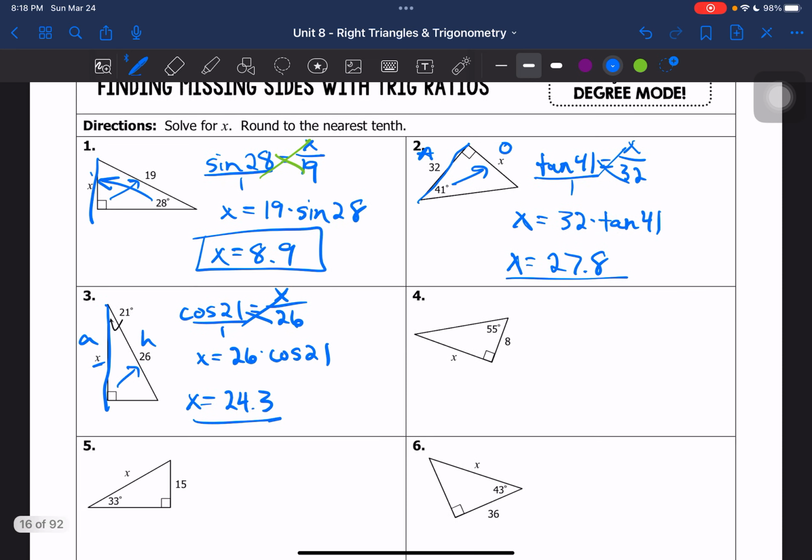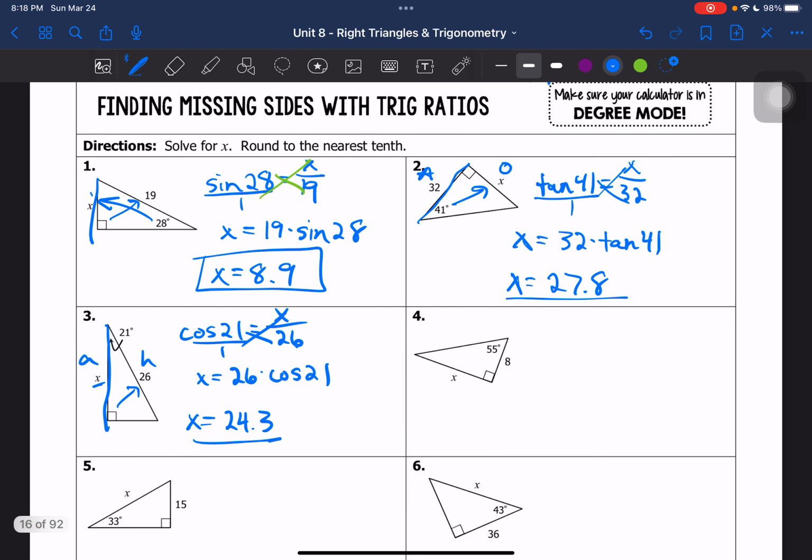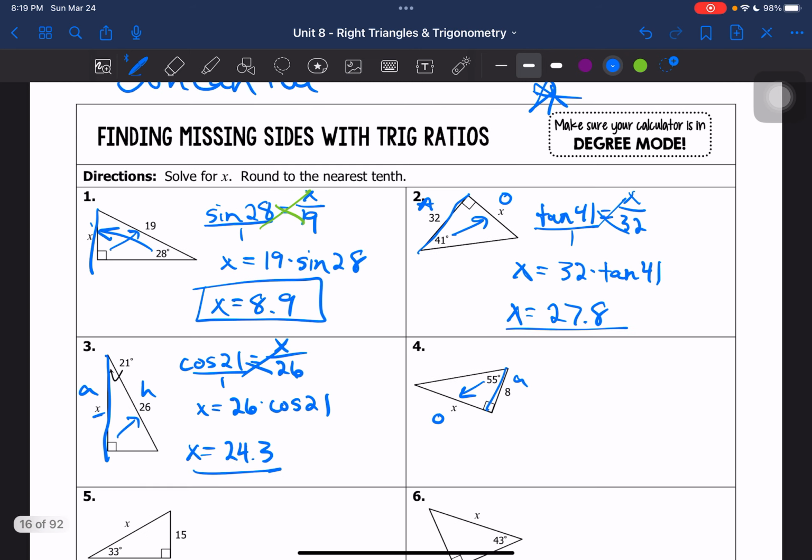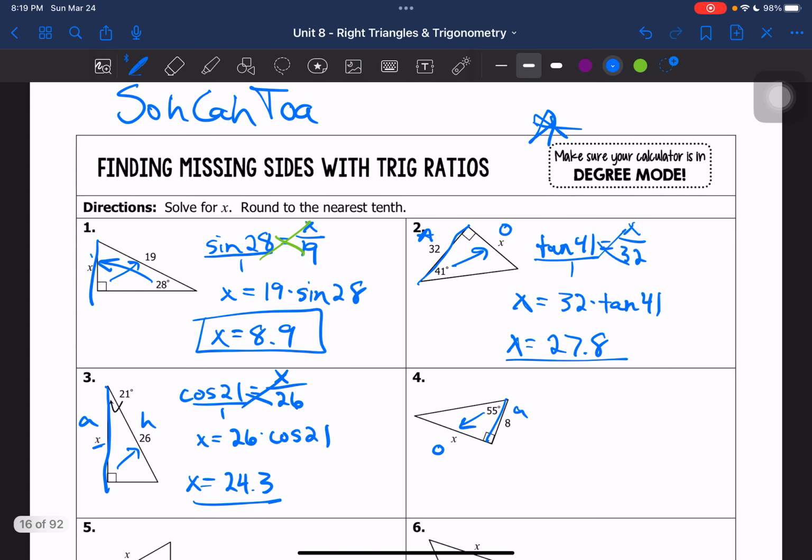Next, let's look at number 4. So I'm starting with this 55 degrees. I have a leg that is adjacent to it. It's touching it, so that's an adjacent leg. And I want to find out what the leg is that's opposite to it. So if I have opposite and adjacent, I need to use tangent again. So I'm going to write my equation. Tangent of 55 equals opposite over adjacent. So my opposite side is x, and my adjacent side is 8.